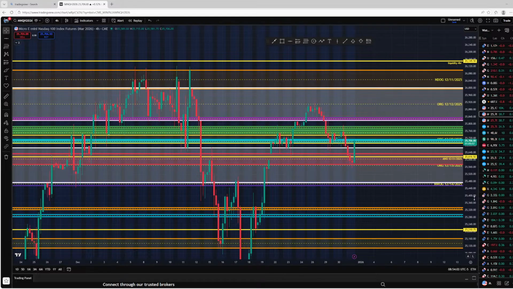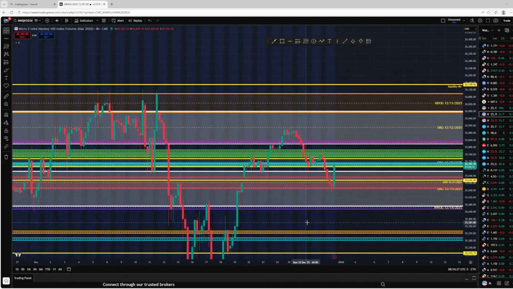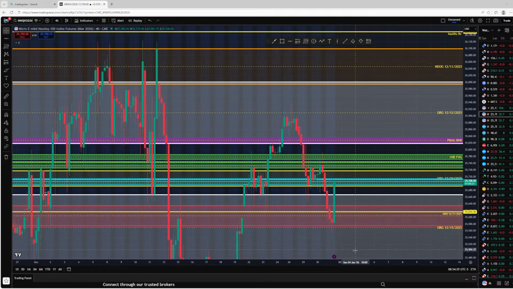So we're going to see, man. I mean, we got these equal highs up here. I don't really know how far they're going to want to take it today. We have the new day opening gap up here from December the 11th that has never been touched. So it could go up there. It could at least go to the top of this opening range gap from December the 12th. So we're going to see, man.